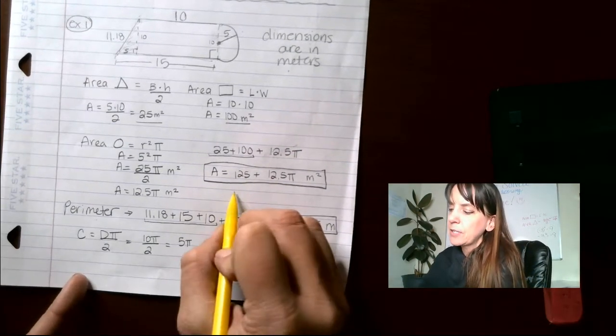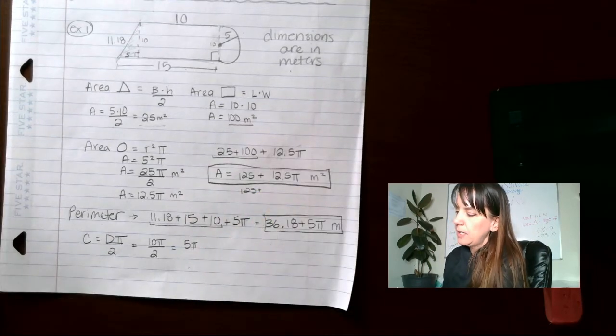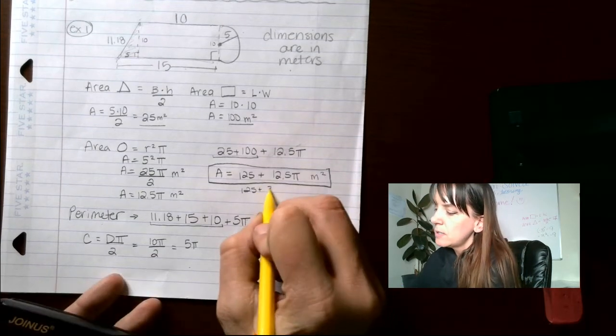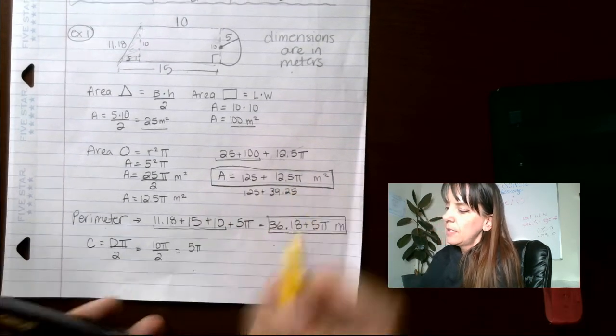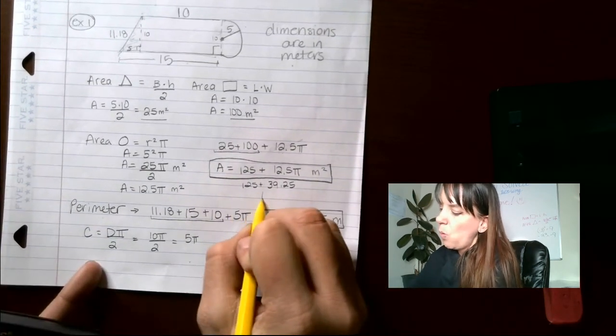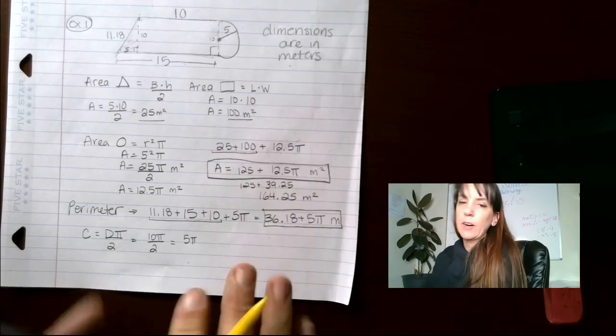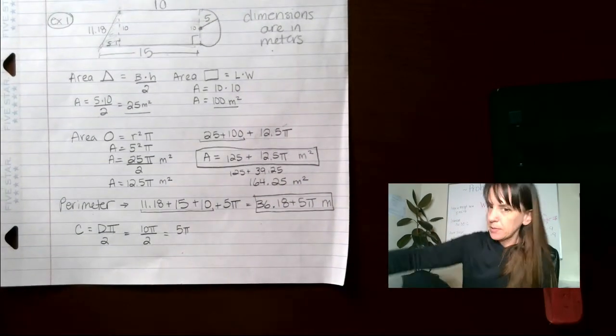So let's say we did that for this guy. It would be 125 plus 12.5 times 3.14, which would give us 39.25 plus 125 would give us equals 164.25 meters squared. So that is if we multiplied it all the way out.